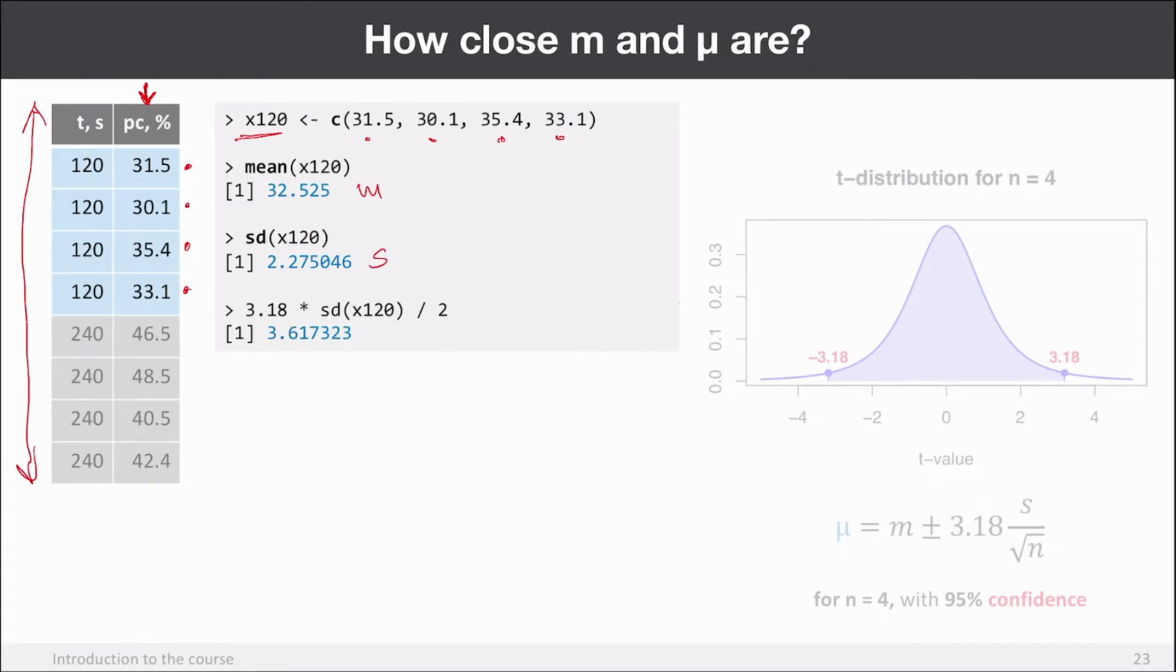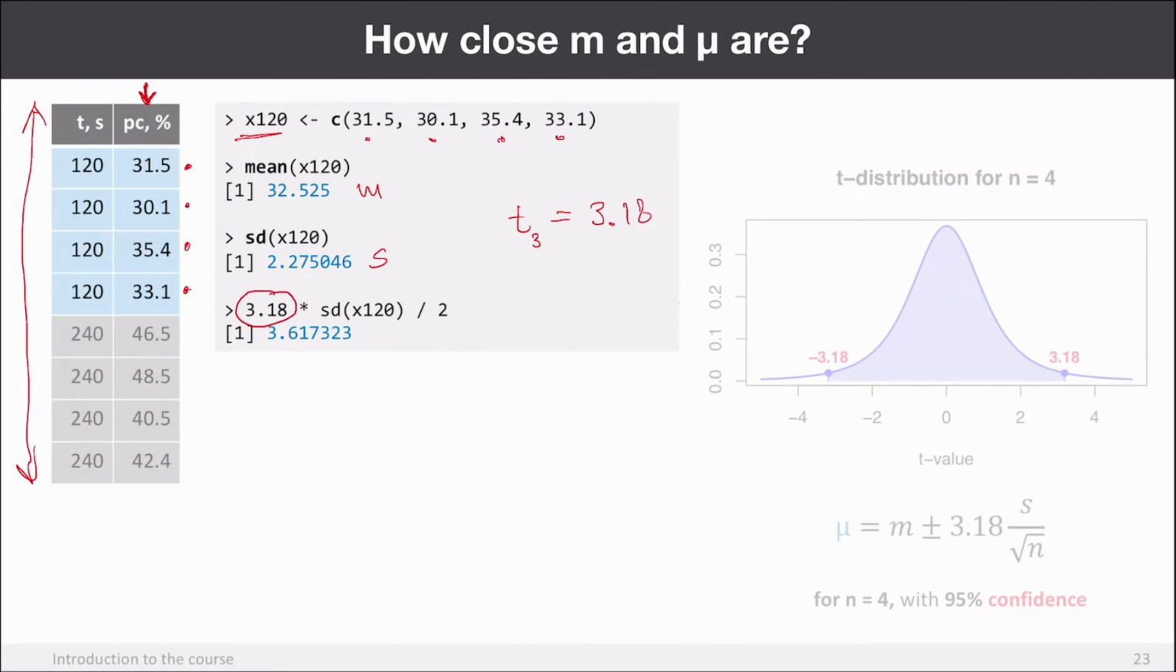And then I need to compute this error margin. In this case, I already know the t-score for 95% confidence and for 3 degrees of freedom. It's 3 because the sample size is 4, and the number of degrees of freedom is n minus 1, 4 minus 1. We know from the previous video that it's 3.18, right? So this is why I use 3.18.